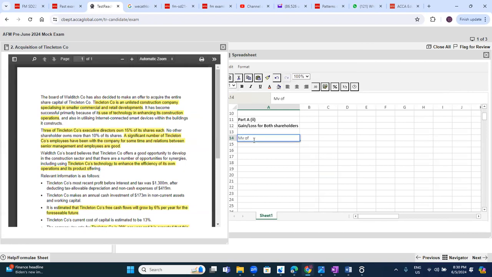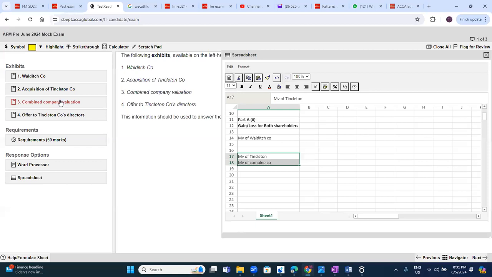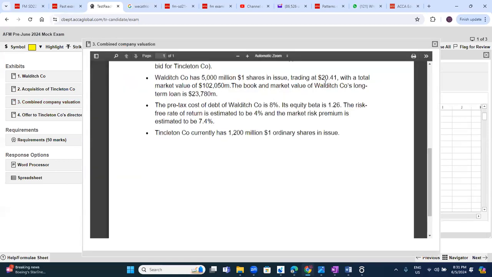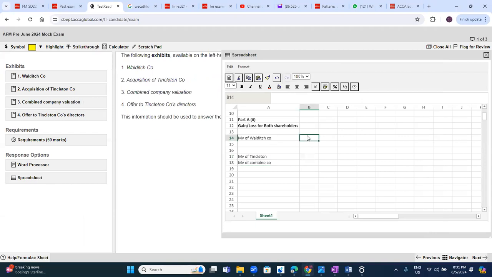So market value of W company, market value of Tin company, and market value of combined company. Okay, market value of W company is given. Number of shares are 5,000 and trading at 20.41. Even the total market value is given, so there is no need to do the calculation. Total is given: 102,050.